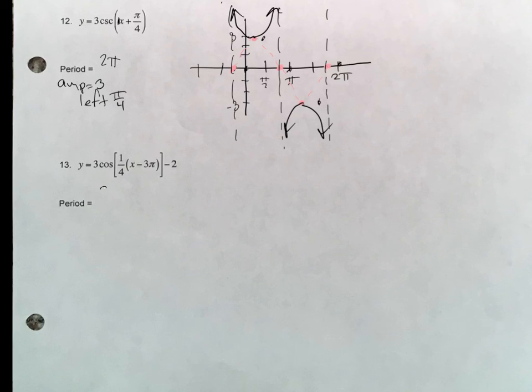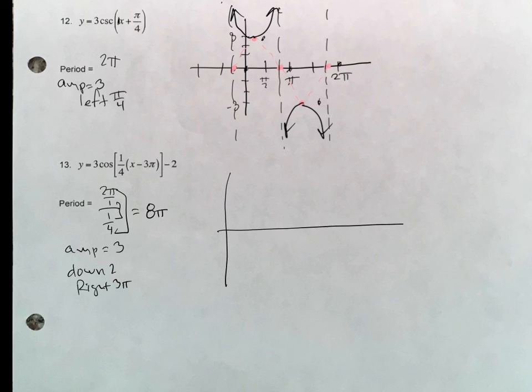All right, so for the last problem, cosine. Period is 2 pi over b, 2 pi over 1 over 1/4. So the period is 8 pi. It's going to go down to, we have an amplitude of 3, down 2, and right 3 pi. Ooh, 8 pi plus 3 pi. We're going to have to go far. So I'm going to make sure you have a lot of space to the right.